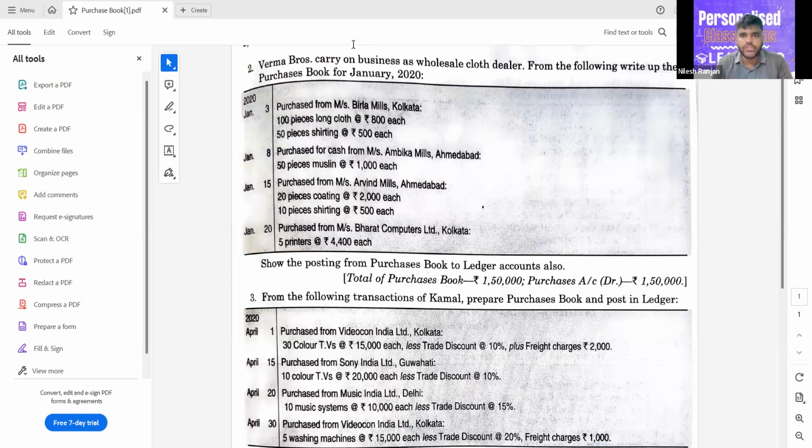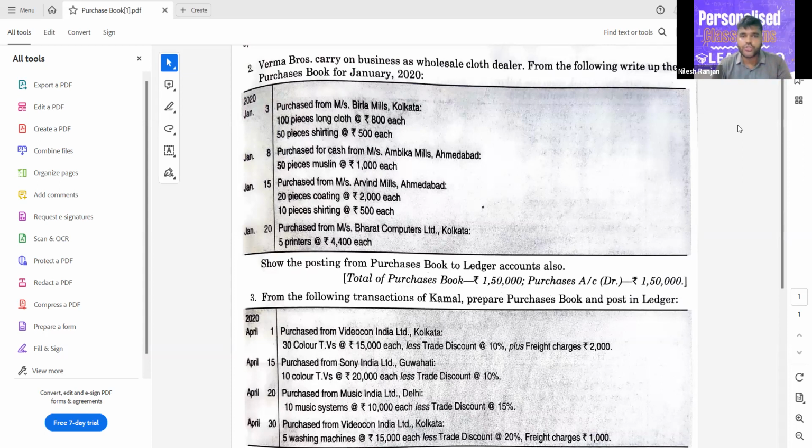Okay. So the first question is, Verma Brothers carry on business as wholesale cloth dealers. From the following, write their purchase book for January 2020. Purchase from Messrs. Birla Mills, Kolkata, 100 pieces long cloth at the rate 800 each, 50 pieces shirting at 500 each. On January 8, purchase for cash from Messrs. Ambika Mills, 50 pieces muslin at the rate 1000 each.